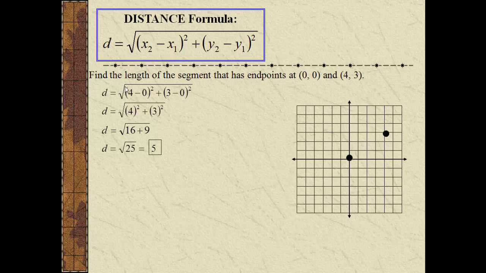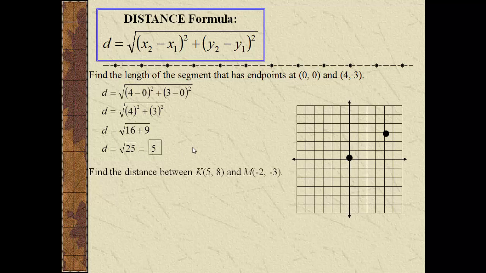Make sure you keep the square root on every single step. That's the most common mistake that I see, is that people will leave off the square root. Do not take the square root of the number until the very last step.